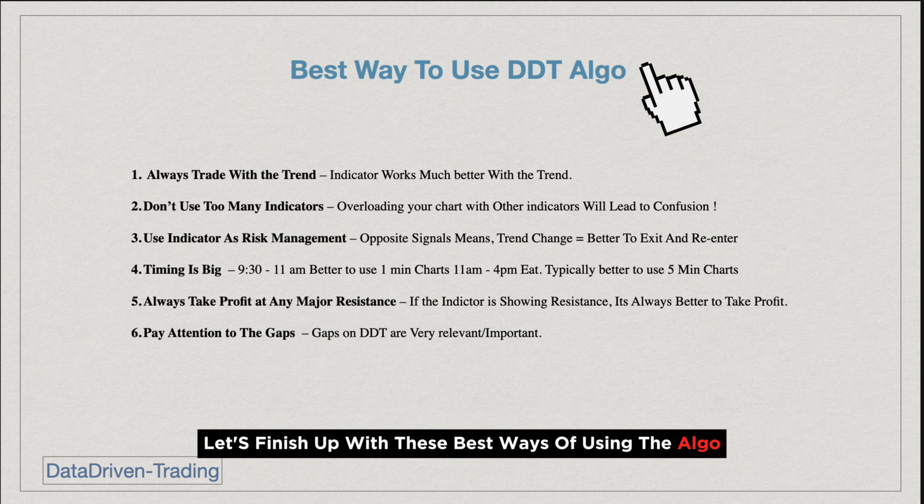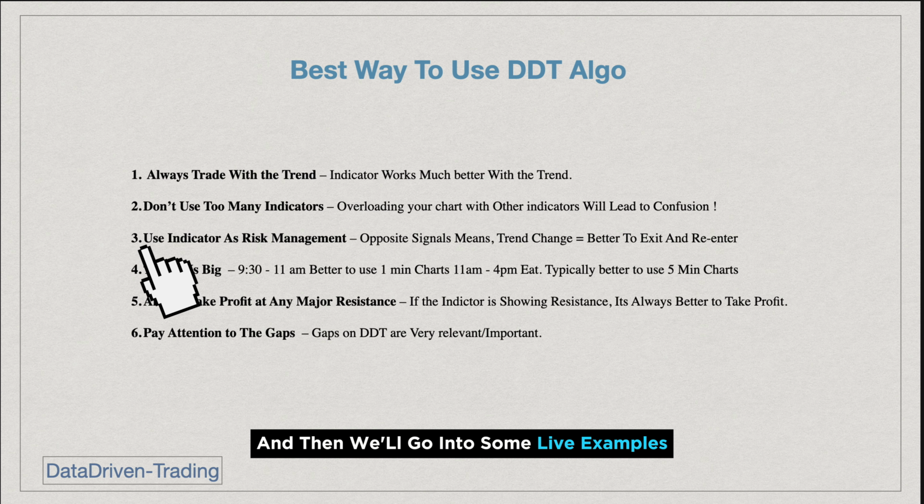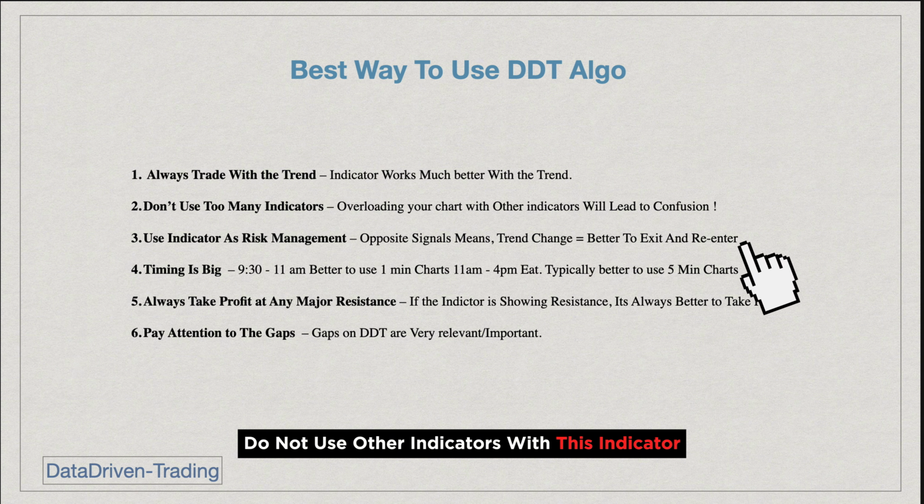All right, let's finish up with these best ways of using the algo, and then we'll go into some live examples, and you guys will be able to see how this indicator works phenomenally. It works so good that you won't even believe. Don't use too many indicators like we talked about. Do not use other indicators with this indicator because you'll probably end up just confusing yourself. And of course, overloading your charts is just going to make it harder for you to see stuff.